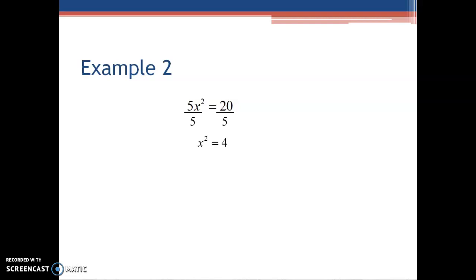Then we can take the square root of both sides, and that will leave us with x equals plus or minus 2, right? Because 2 times 2 is 4, and negative 2 times negative 2 will also be equal to 4. So x is equal to plus or minus 2.